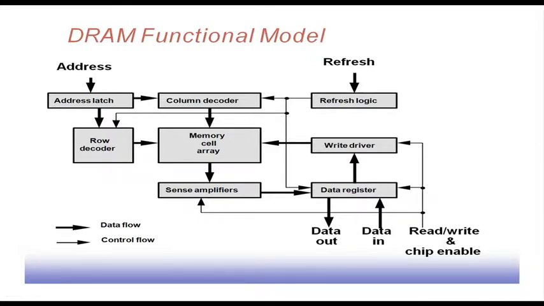Also, since this is a DRAM, we need to have some refresh logic. The refresh logic goes to the column decoder, which decodes a particular column, and each entry in that column gets rewritten. The value comes to the data register, from the data register it goes to the write driver, and from the write driver the cell is rewritten. That refresh cycle is also a part of the DRAM functional model. So, we have this data flow and control flow controlling the whole operation of this DRAM.